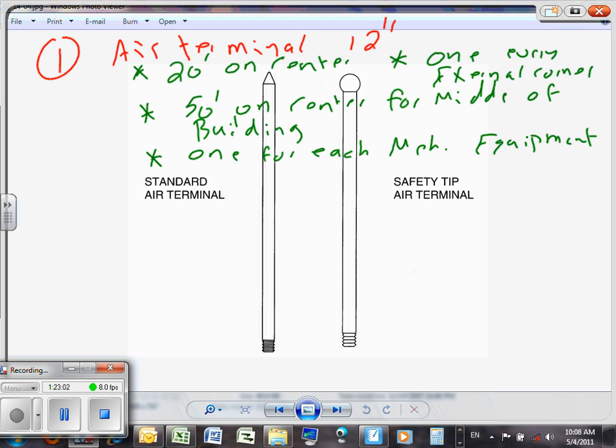You have to target every external corner. At least every external corner has to have one next to it. And in the middle of a building, every 50 feet, we end up having two, guys. And for the mechanical equipment, one at the top.